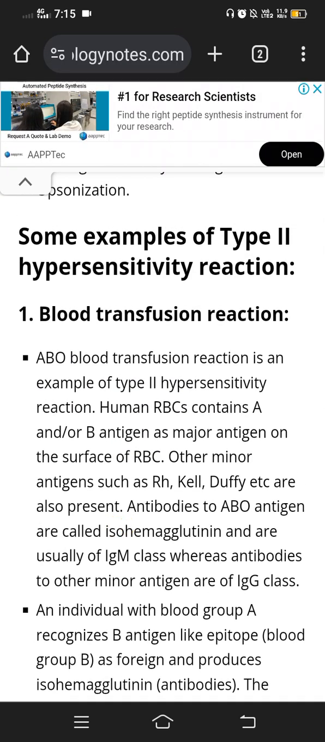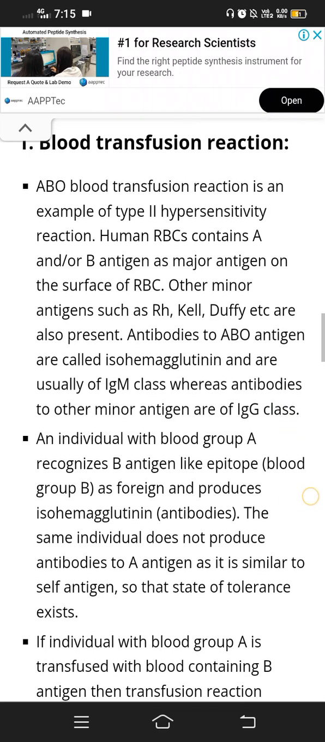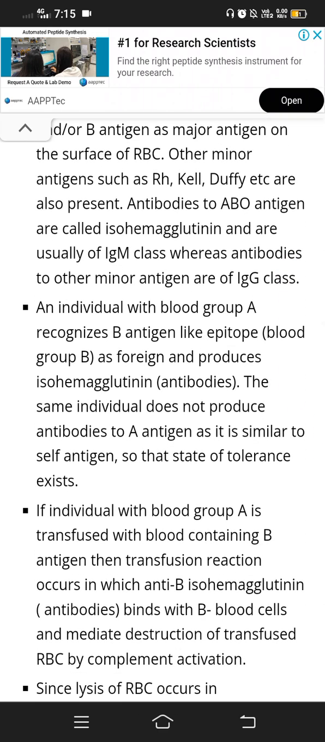Examples: blood transfusion reaction. ABO blood transfusion reaction is an example of type 2 hypersensitivity reaction. Human RBC contains A or B antigen as a major antigen on the surface of RBC. Other minor antigens such as Rh, Kell, Duffy, etc. are also present. Antibodies to ABO antigen are called isohemagglutinin and are usually of IgM class, whereas antibodies to other minor antigens are of IgG class.